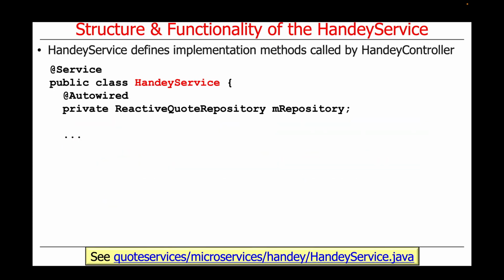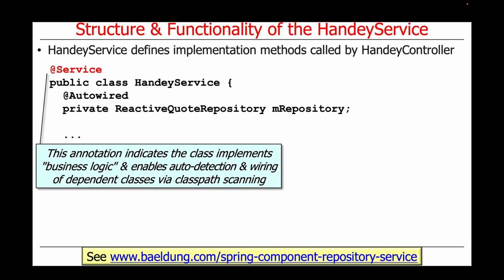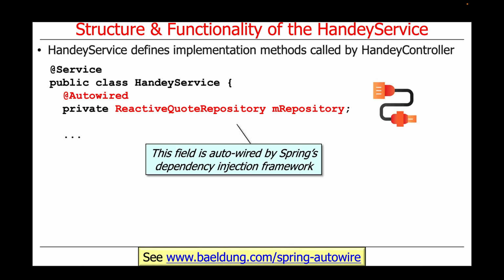So now let's turn our attention to the Handey service. And this, of course, as usual, defines implementation methods that are forwarded to from the HandeyController. We, as always, annotate a service with the service annotation that indicates that this class is the business logic for the controller. And the service annotation also enables auto-detection and wiring of dependent classes via classpath scanning and so forth. Once again, as usual, we auto-wire everything together. So the service is auto-wired to the reactive quote repository, so we don't have to worry about defining the initialization. That's handled for us by Spring's dependency injection model.